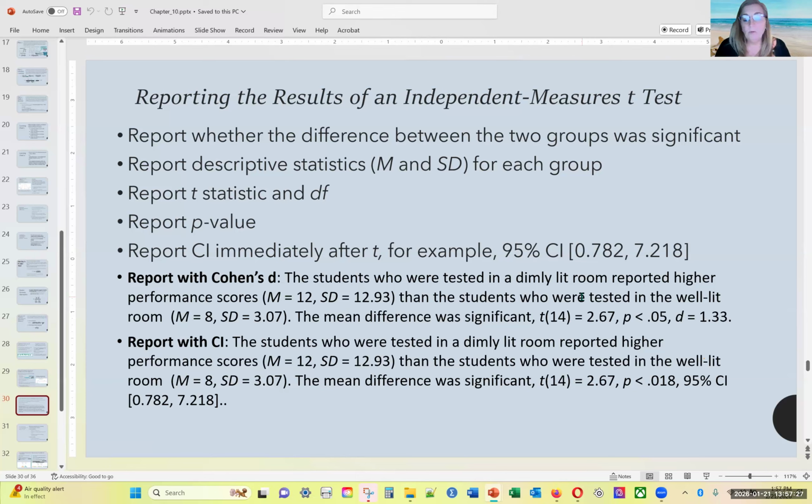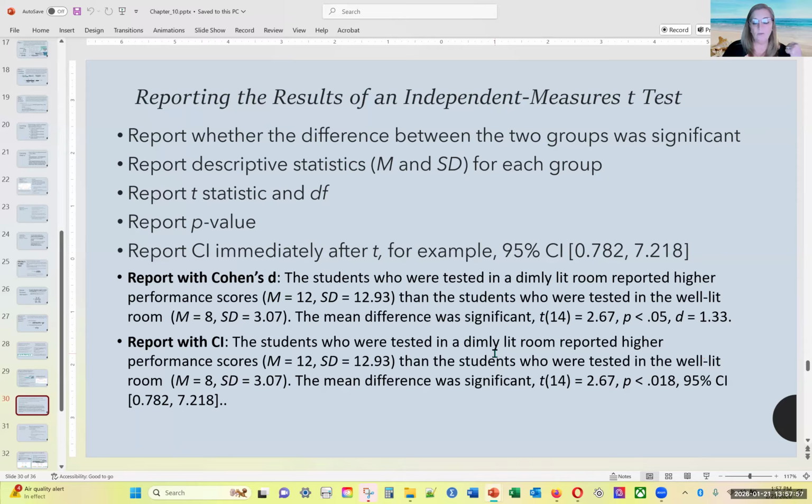Remember, once we've done an experiment and found our results, we have to report our results in APA format. And we can do it reporting effect size if we calculated Cohen's d, or if we used confidence intervals, and you would write that differently for each one. So first, here's an example for Cohen's d.